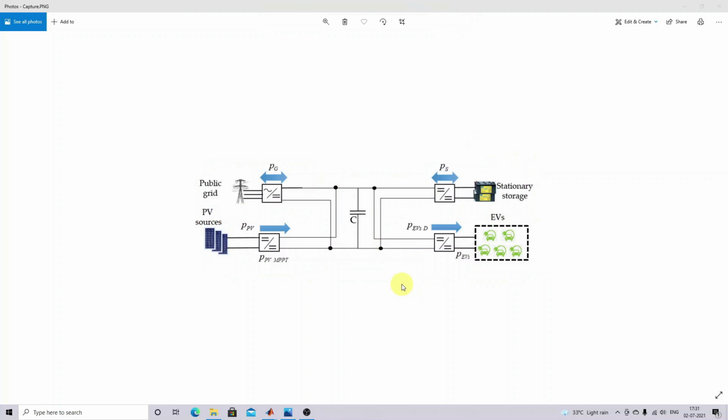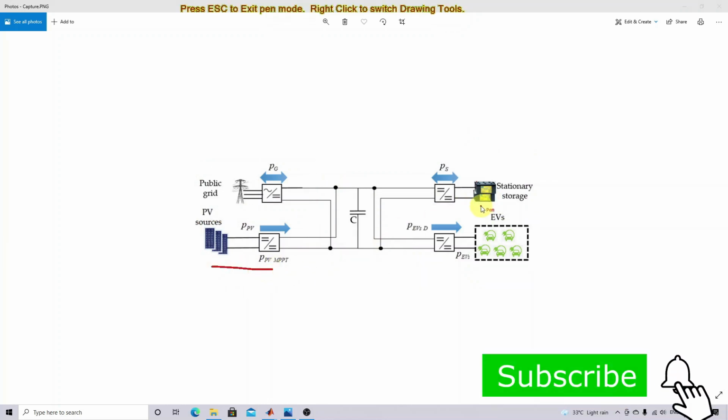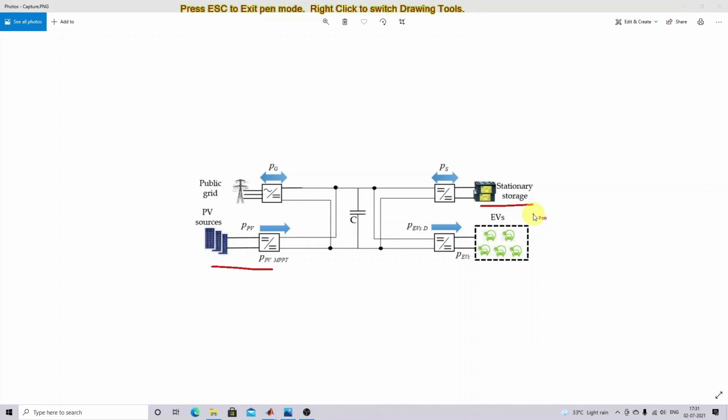And if suppose there is no power in the PV, and the SOC of the stationary battery storage element is very low, then we can get the power from the grid to charge this stationary battery as well as charge the EV battery. And also if suppose we have excess power in the solar PV system, and the battery SOC means we have enough charge in the battery, then during that time both the PV and this stationary storage are going to supply the power to the grid as well as charge the EV batteries. Okay, so this is the working of this solar powered EV charging station concept.